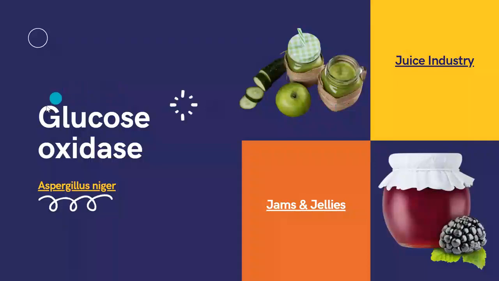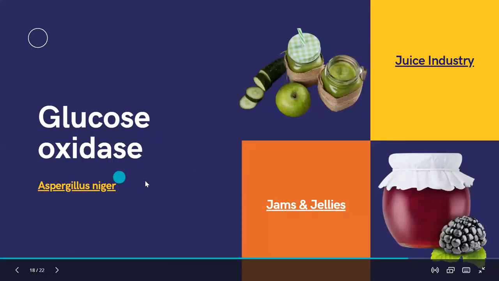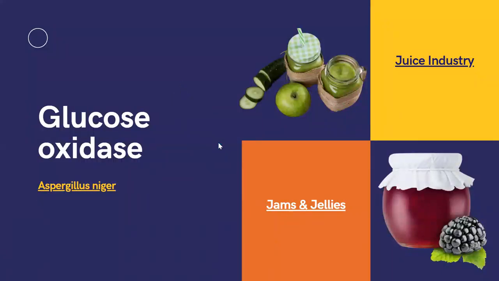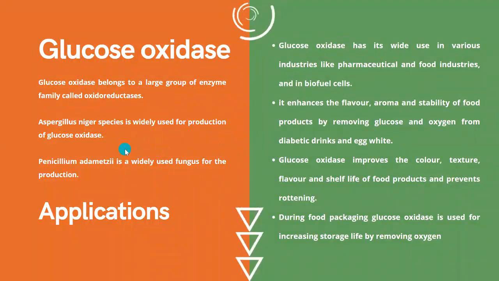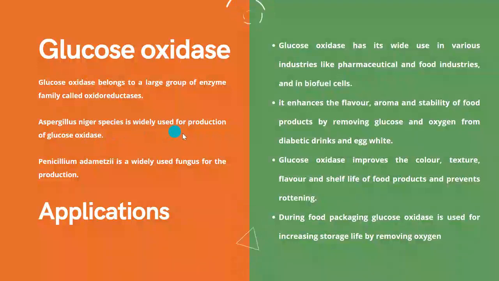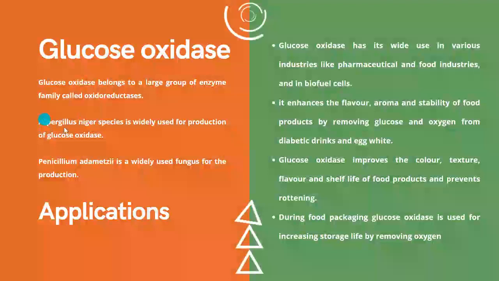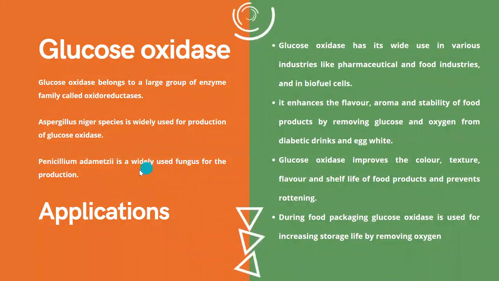Now coming to the next enzyme, that is glucose oxidase. Again, these are used in the juice industry and in jams and jellies. This is obtained from Aspergillus niger, again a yeast. Glucose oxidase belongs to a large group of enzyme family called oxidoreductase. Aspergillus niger species is widely used for the production of glucose oxidase. This enzyme is produced by a yeast; its name is Aspergillus niger. Penicillium is a widely used fungus for the production, and along with Aspergillus, Penicillium is also used widely for the production of this glucose oxidase.